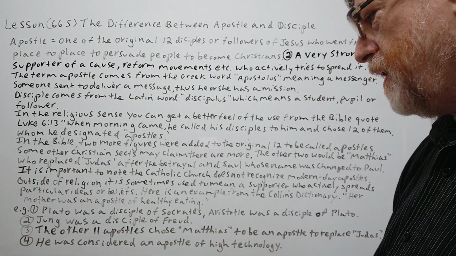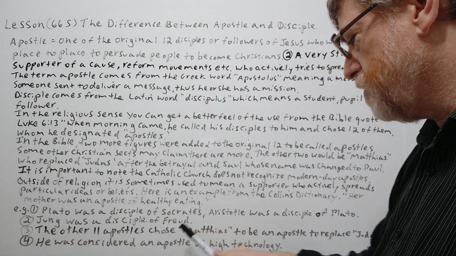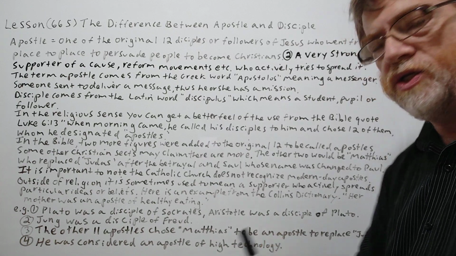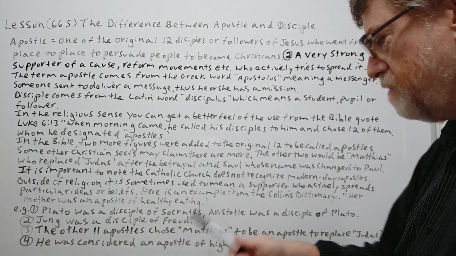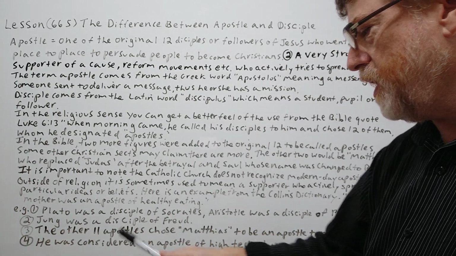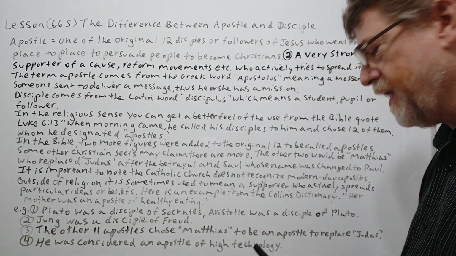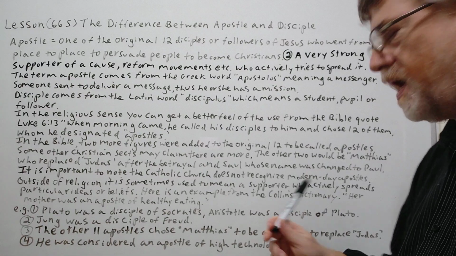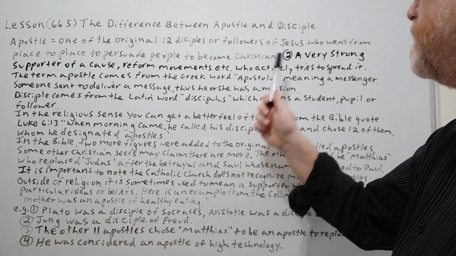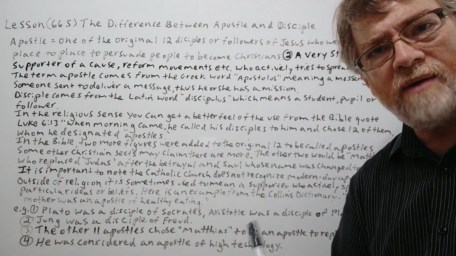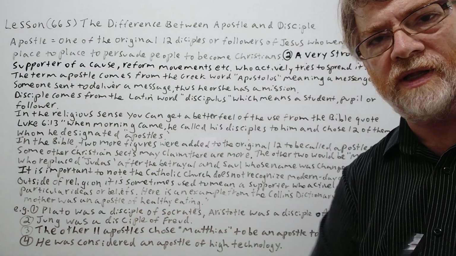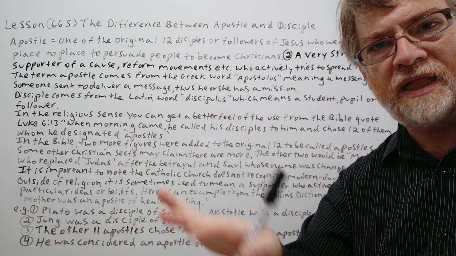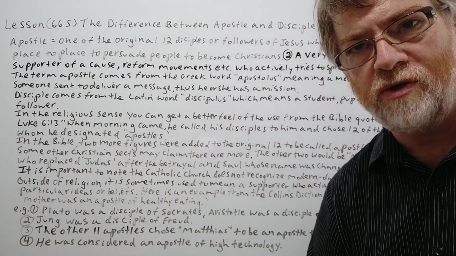All right, number 3, the other 11 apostles chose Matthias to be an apostle to replace Judas, of course, so this is the most basic meaning. And number 4, he was considered an apostle of high technology. So again, just like we said with that Collins use or the second meaning up here. Okay, anyway, I hope now you got a better feel of when we're more likely to use apostle and disciple, and clearly can see some distinction between the 2 terms.